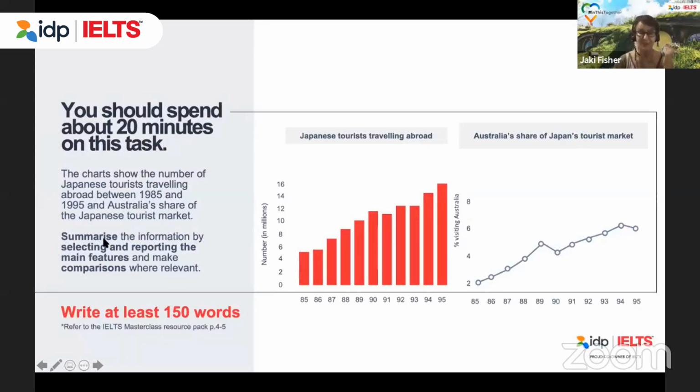Summarize the information. Pull out, select the main features and compare. We always have to do this. This is always our job. Summarize, find the main features, compare. This is our job. All right, so what are we doing? Now we have to read about what we're looking at. Charts, so number of Japanese tourists traveling abroad, 1985, 1995, and Australia's share of the tourist market. Okay, so Japanese tourists traveling abroad, Australia's share. So that's what we're dealing with.